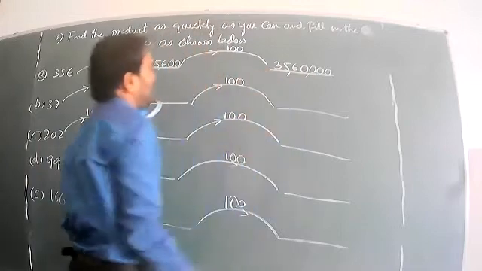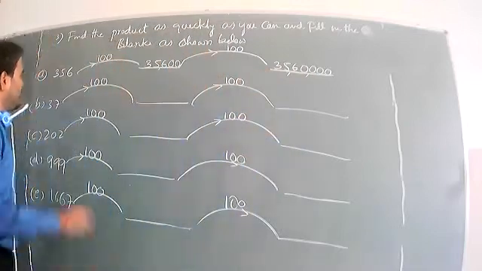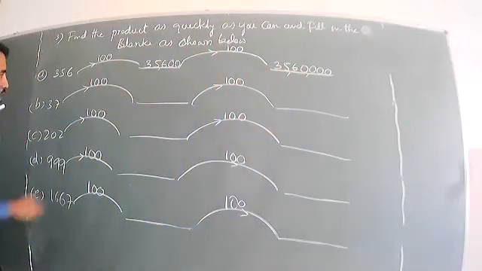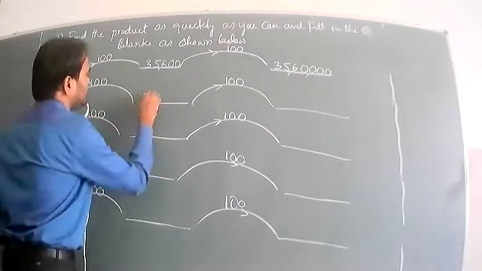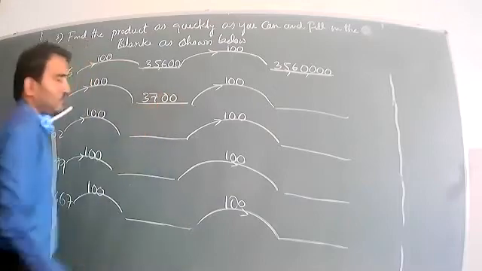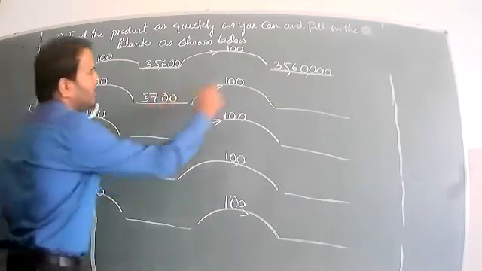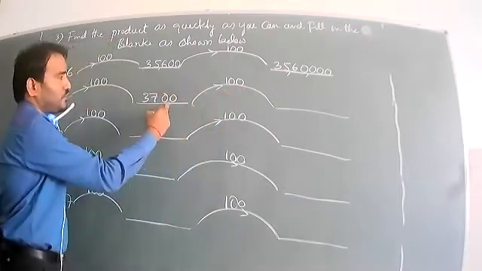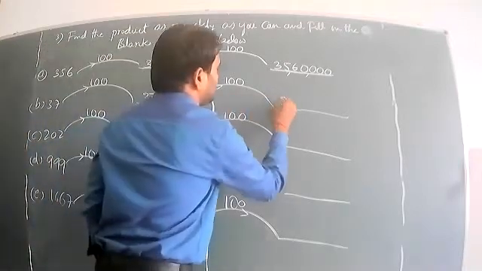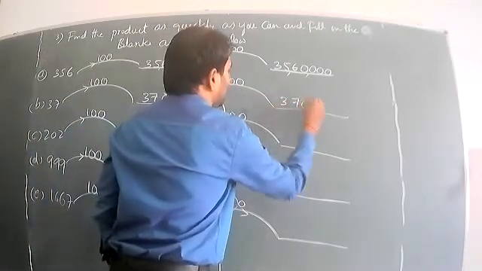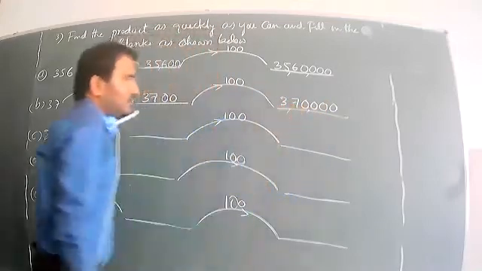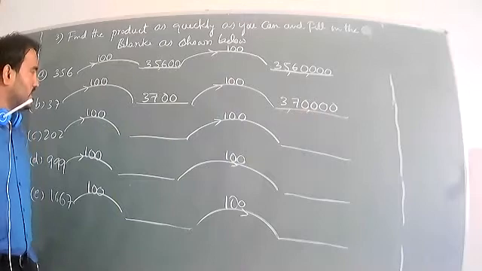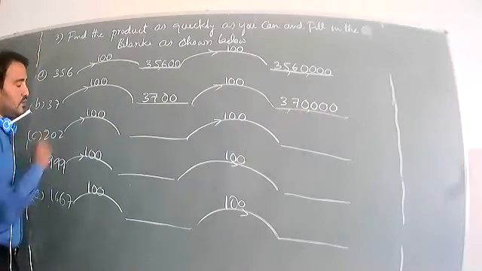3 lakh 35 lakh 60,000. Okay, so now again go for the second one, B. 37 into 100. What is your answer? 37 into 100 is 3,700. Then again multiply this by 100, so adding two zeros to this number. 37, two zeros, first again two zeros. 3,70,000.